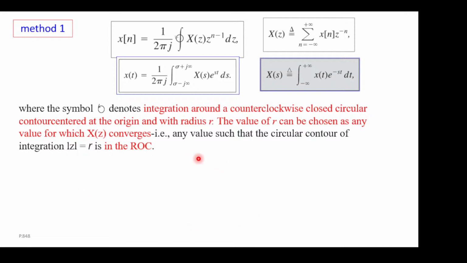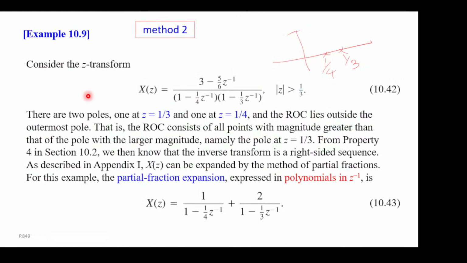And once again, this is most general, but we don't know how to do it here. We have a contour integral inside the ROC, which will be a circle because our ROC looks like a ring. And so we'll have a counterclockwise circle inside your ROC, and you need to do this integral to get your inverse transform. And method 2 is the partial fraction expansion.